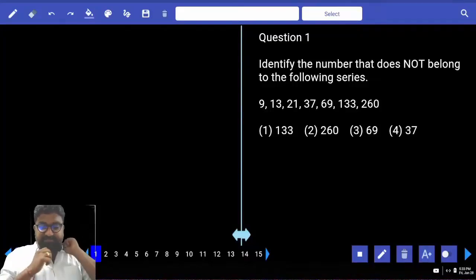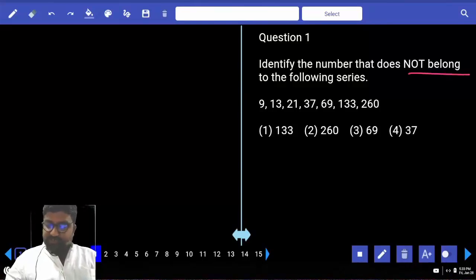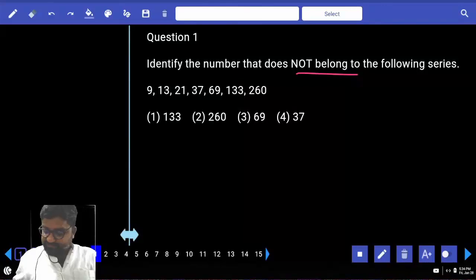Let's try to solve this question. Look at question number 1. This is a question on which does not belong to the following series. He's asking us which is the wrong number. Come on, tell me the differences between these numbers.